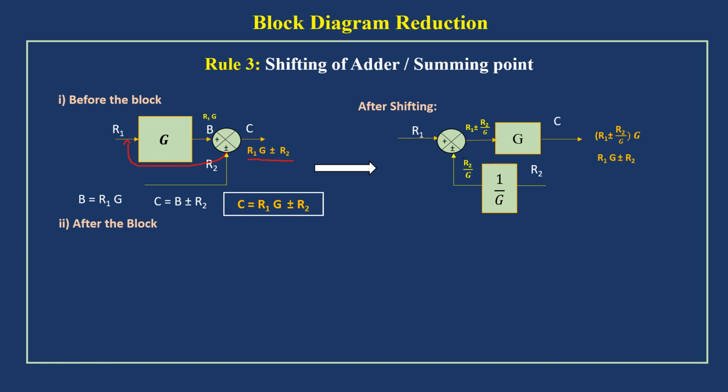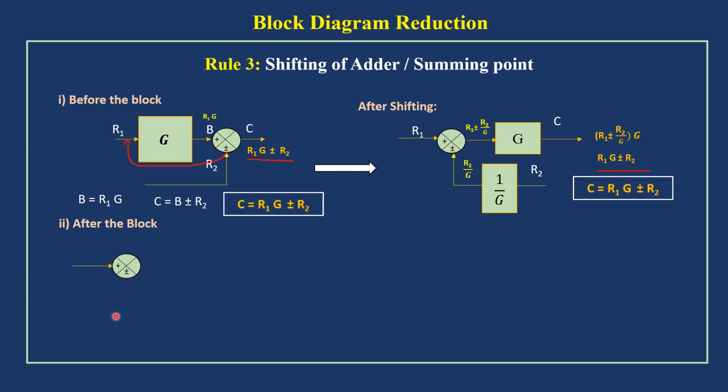So see here, this output and this output are the same. Okay. Now we got the same output. So for shifting the summing point before the block, we should include the reciprocal of gain. We should include 1 by G. Okay.